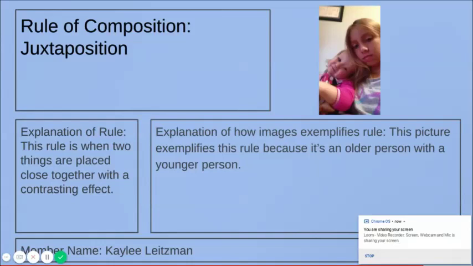I did juxtaposition. This rule is when two things are placed together close with a contrasting effect. This picture exemplifies this rule because it is the older person with the younger person.